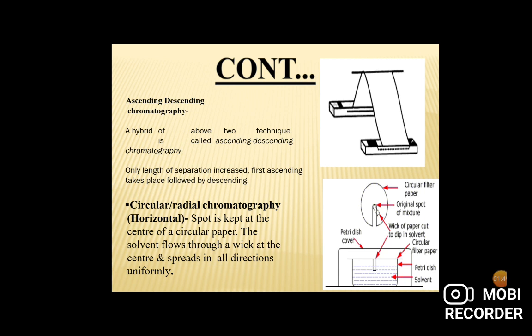Last one is circular or radial chromatography. The spot is kept at the center of the circular paper. The solvent flows through a wick at the center and spreads in all directions uniformly.